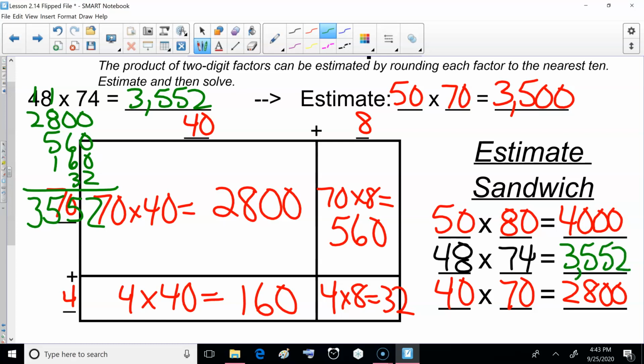And if we look, we'll put this right here, 3,552. We look, it's in between those two numbers, which is a good sign. And we even look, it is pretty close to our closer estimate. So I want you to pause the video right now and write down this great example to help you out as a guide as you move through today's lesson.